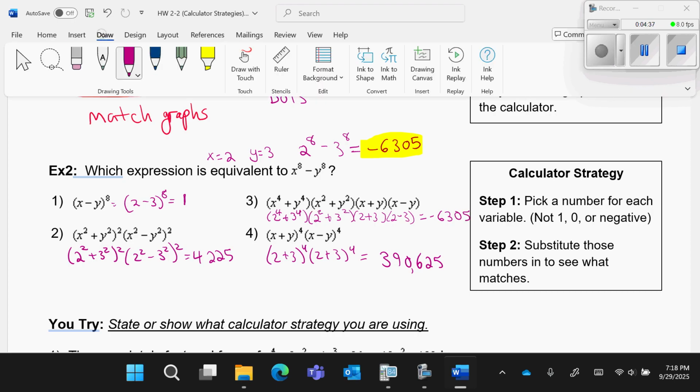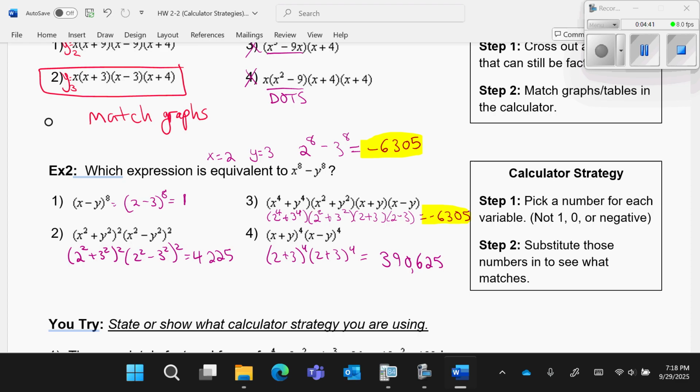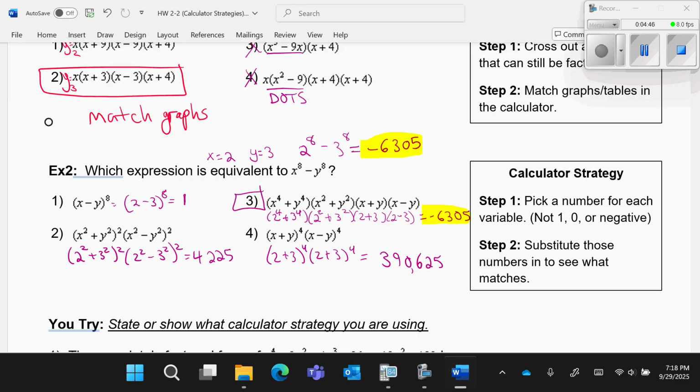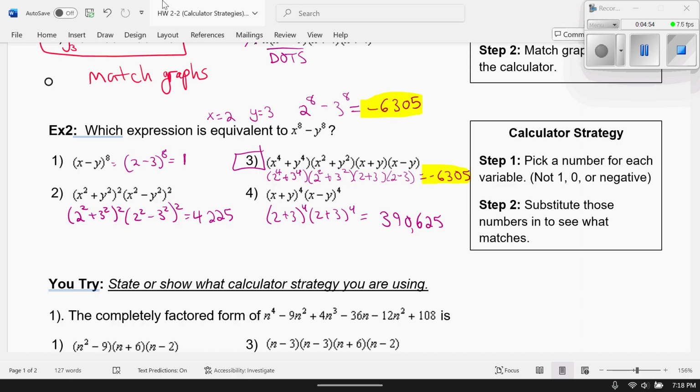So when you're factoring, if you have more than one variable on a multiple choice, you can just plug in numbers and check that your answer is the same as what you got for the original question. I hope this helped. Try it on your own using these two methods.